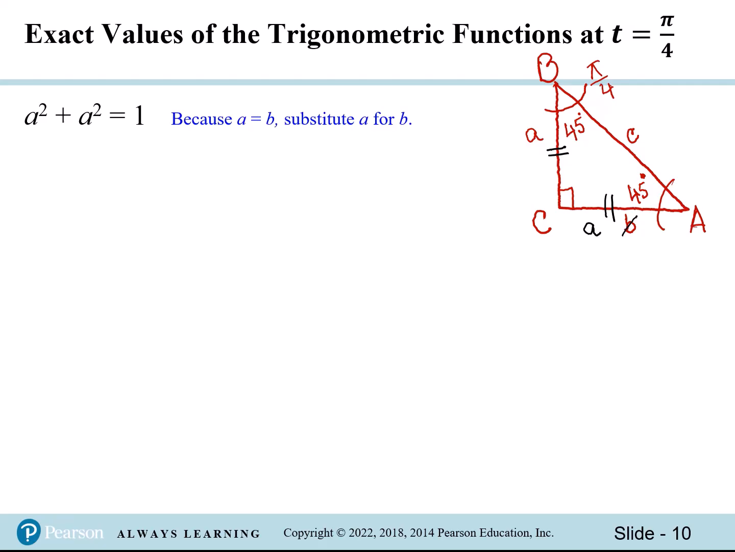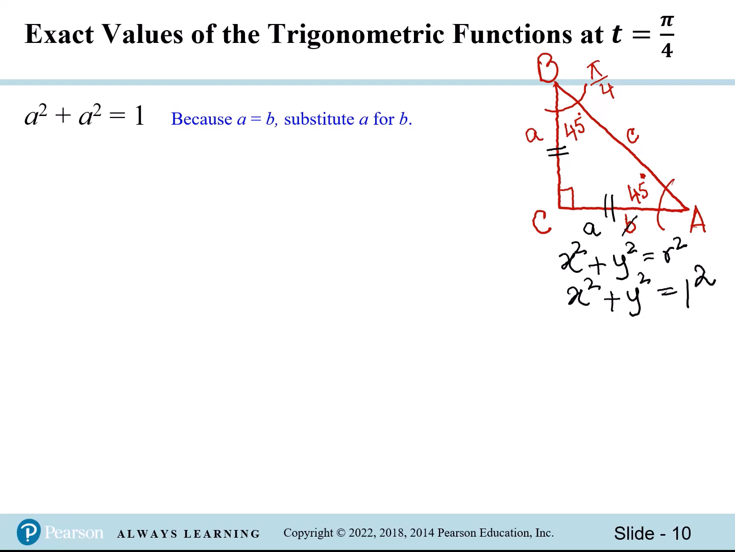Now the equation of any circle is x squared plus y squared equals r squared, where r represents the radius of the circle, which corresponds to the hypotenuse of a right triangle. In a unit circle, the radius is always equal to 1 unit. So we write this equation here. We replace the r with a 1. So we have x squared plus y squared equals 1 squared, which is equal to 1. Correct? 1 squared is 1.